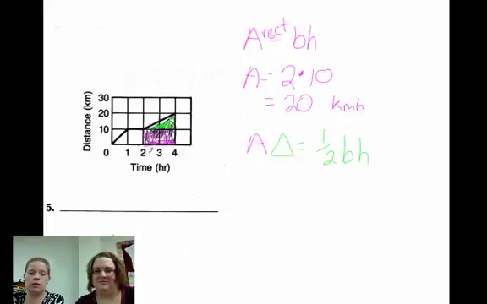Okay. So now, do we still have the same base? We would still have the same base. Yep. 2 to 4, so it would be 2. So it's 1/2 times 2. And then what's that height? That height is 10 again. It's still 10. Yep. So then half of 2 times 10. So the 2 times 10 was 20. And half of 20 is 10.